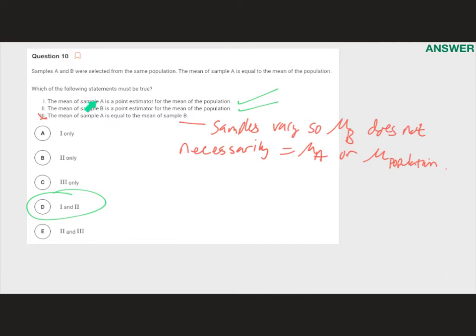Okay. The mean of sample A as a point estimator and the mean of sample B as a point estimator are perfectly valid statements. So Roman numerals 1 and 2 are acceptable. The third one is not. Correct answer is D.